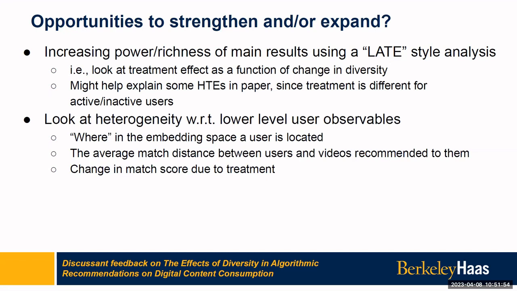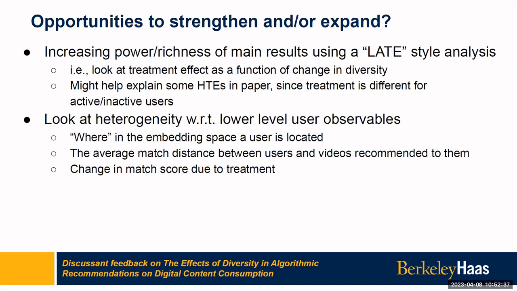I also think that, digging into what's going on with the algorithm, there's an opportunity to look at the heterogeneity of the treatment effects with respect to some of the lower level user observables that correspond to what's actually happening in this algorithm. So for instance, you could ask where in the embedding space a given user is located. This was abstracted away in the talk, but the very first stage of the algorithm works by embedding users into a low dimensional embedding space. And so you might ask, maybe some users are in areas of that embedding space where there's tons of content nearby, and some other users are in regions that are relatively sparse in terms of video content available to be recommended.